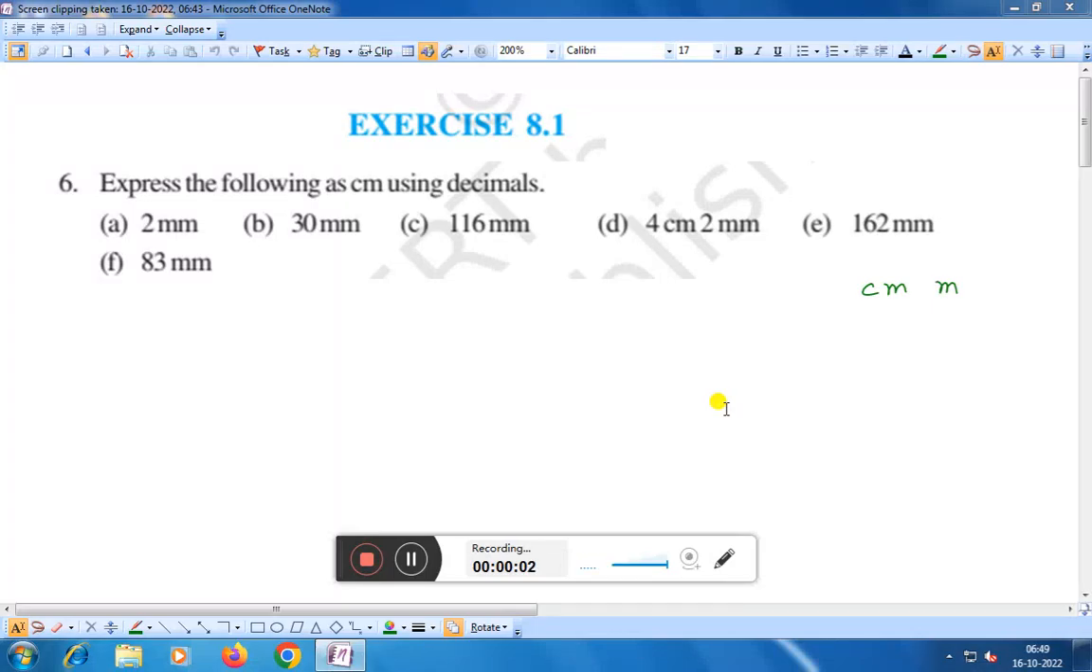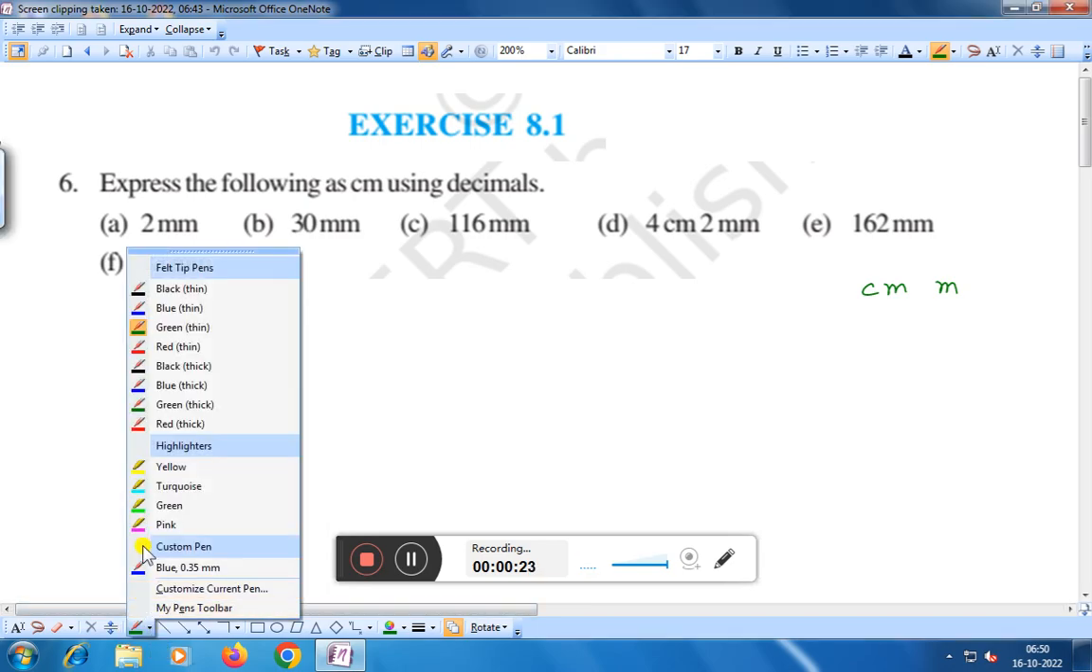Hello everyone. Today we shall discuss exercise 8.1 question number 6. Express the following as centimeter using decimals. You have to change it into centimeter using the decimal, right? First we have to know what is the relation between centimeter and millimeter, right?